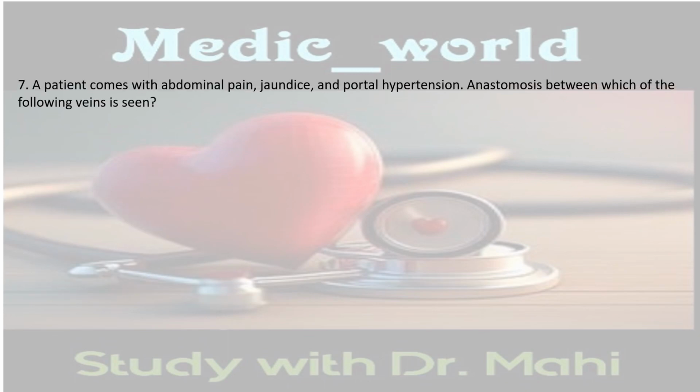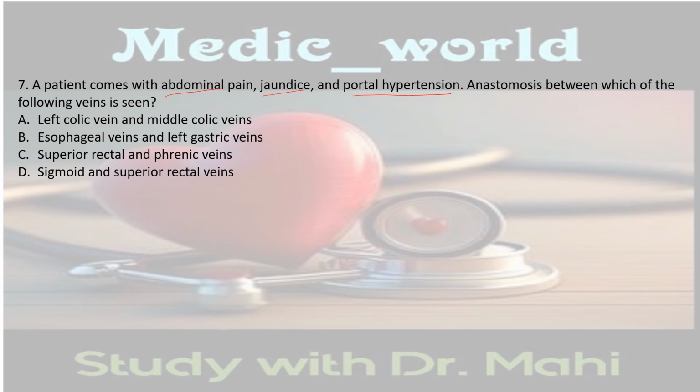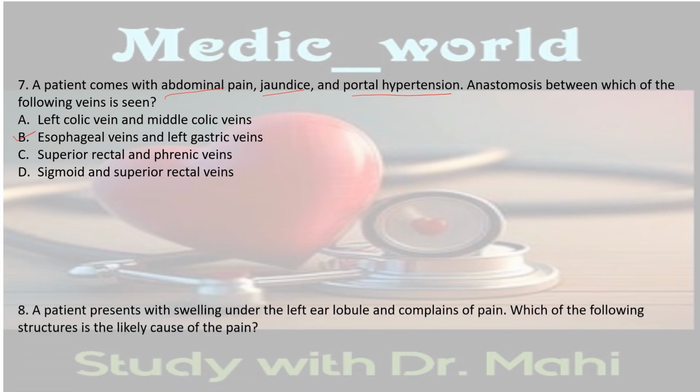Now the next question. A patient comes with abdominal pain, jaundice and portal hypertension. Anastomosis between which of the following veins is seen? So, in the given clinical scenario, in a patient with portal hypertension, anastomosis between the esophageal and left gastric veins can be seen. So, the answer to this question is option B, that is esophageal and left gastric veins.